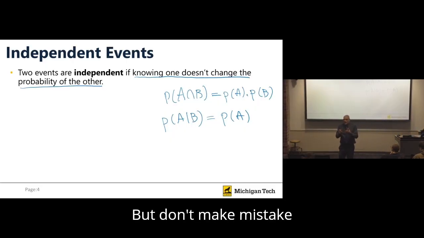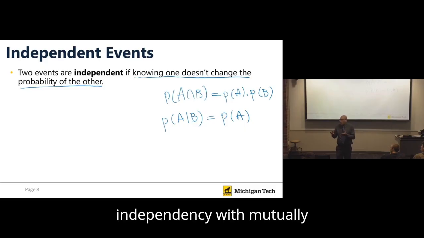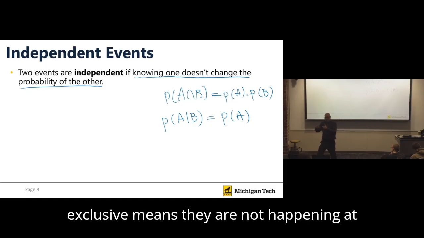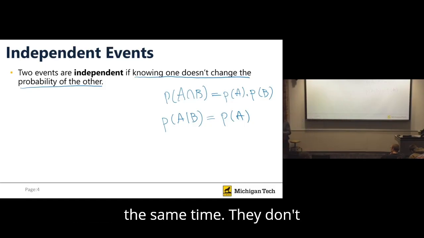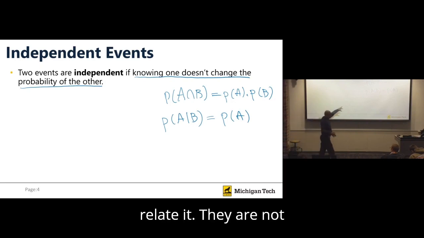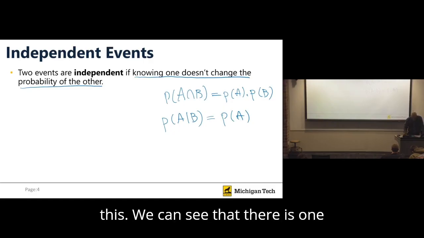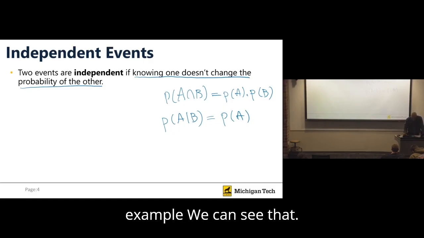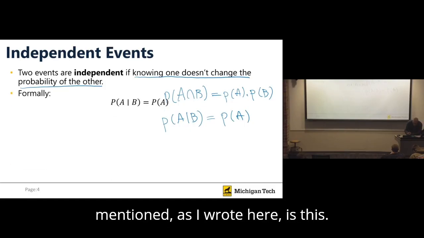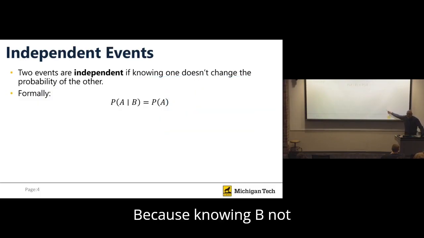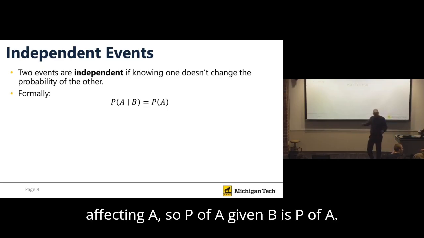But don't confuse independence with mutually exclusive. Mutually exclusive means they are not happening at the same time. It's not related to independence. We can see one example. The first property, as I wrote here, is this. Because knowing B is not affecting A, P of A given B is P of A.